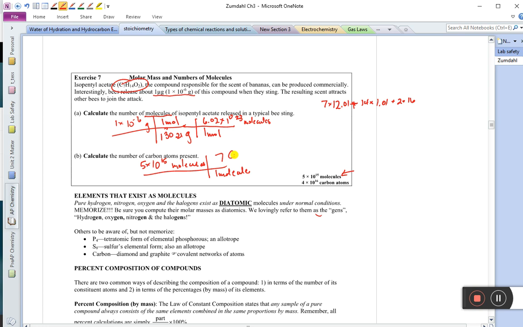All right, so that's a quick refresher on basic mole calculations. Work on your practice for that. Get help if you need it.